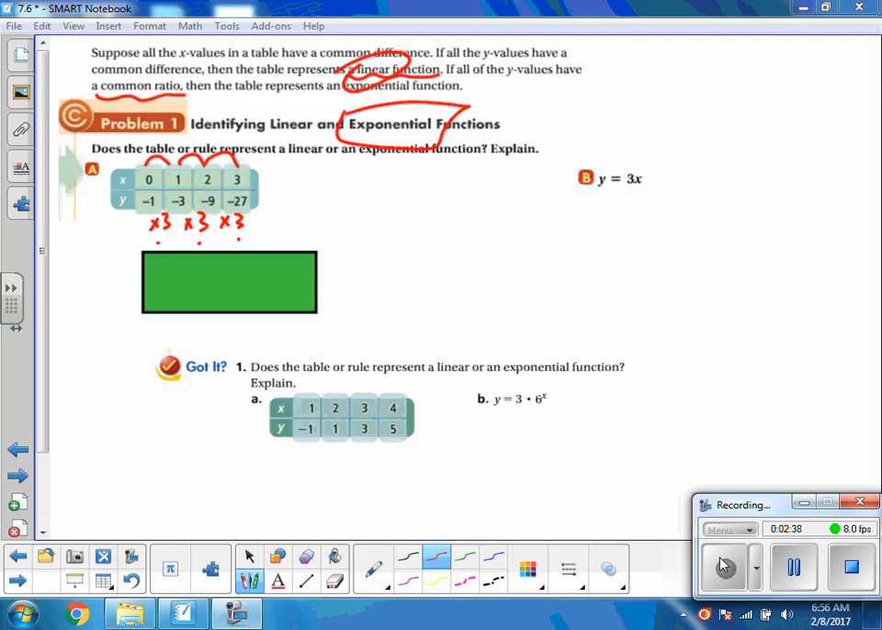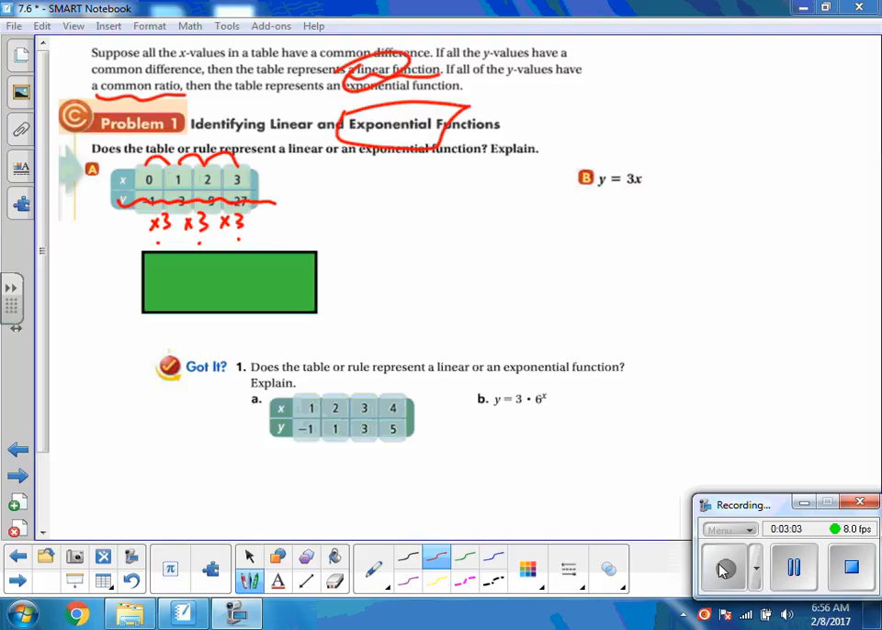In fact, look at my value here. It is increasing a lot, and that would cause my graph to curve. And we'll see that in a moment. For b here, y equals 3x. This one's a linear relationship. There's no exponent on this one. Your x value is right next to the 3, the starting point.